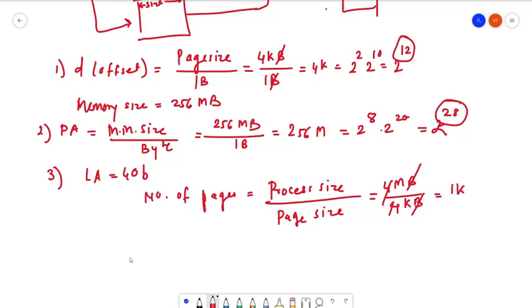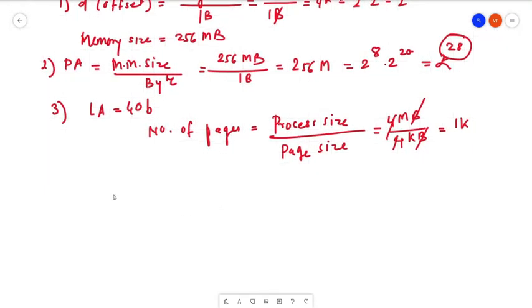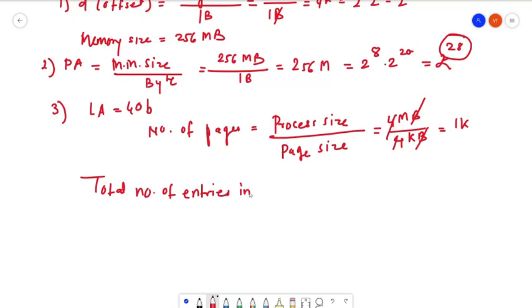Okay, so total number of entries in page table is equal to 1K.